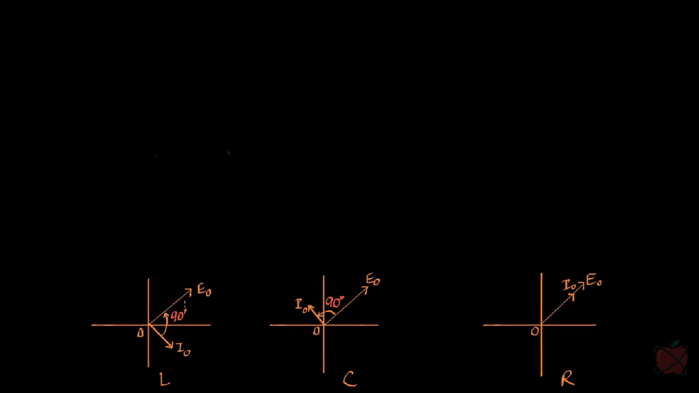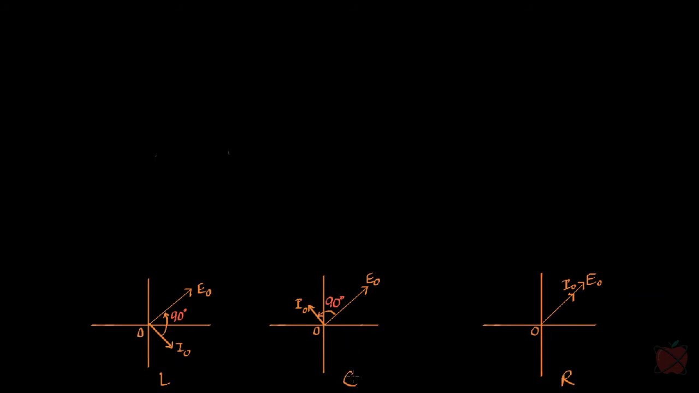These phasors are anti-clockwise rotating vectors, as can be seen by the direction of this arrow. You see the current is here, but the EMF is already rotated by an angle of 90 degrees. Therefore, the peak value of the EMF in an inductive circuit leads the peak value of the current by an angle of 90 degrees.